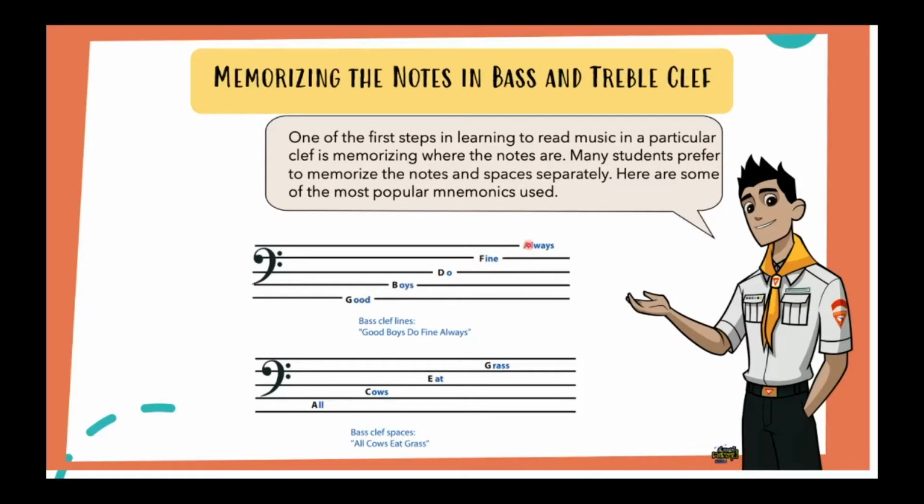So you remember that between the dots we have F, and here is the F. Fine. And in the spaces we have all cows eat grass. Isn't it true? Wow. So you can remember that. So next time you look at a cow, you're going to remember the clef and the notes, right?